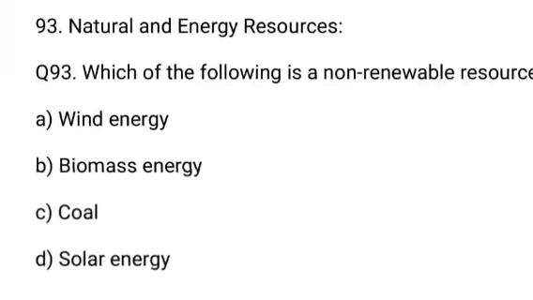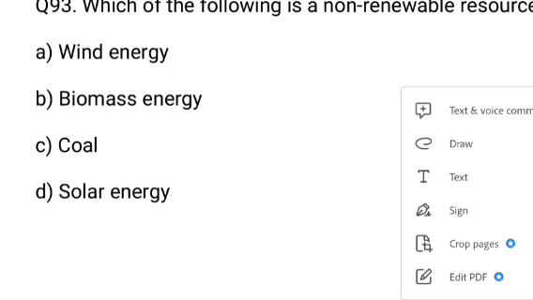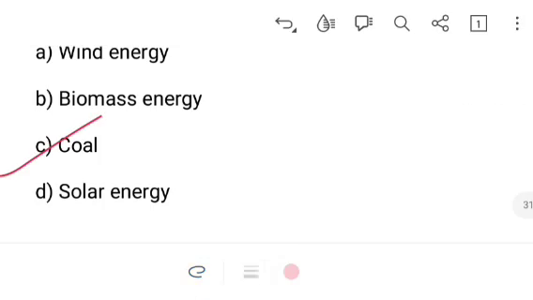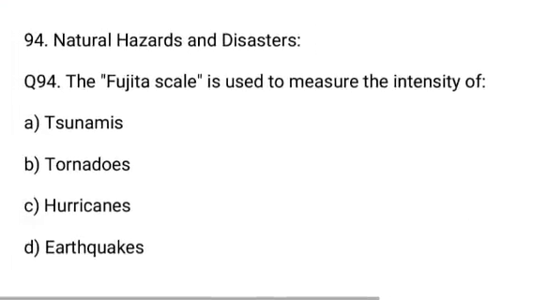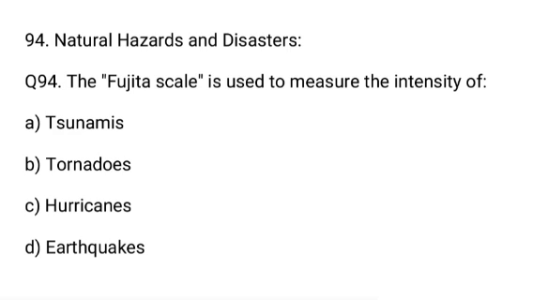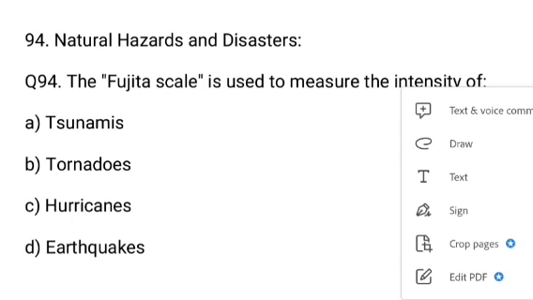Next, which of the following is a non-renewable source? Wind energy, biomass, coal, solar. Coal will be the correct answer. It is a non-renewable. Next, the Fujita scale is used to measure the intensity of what? Tsunamis, tornadoes, hurricane, earthquake. Tornadoes.